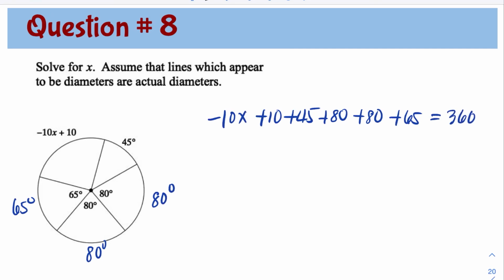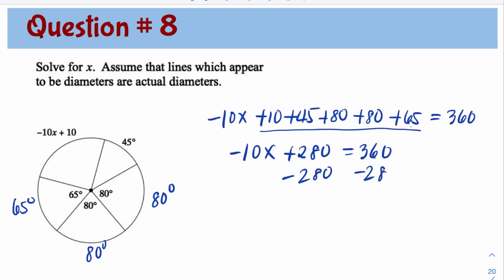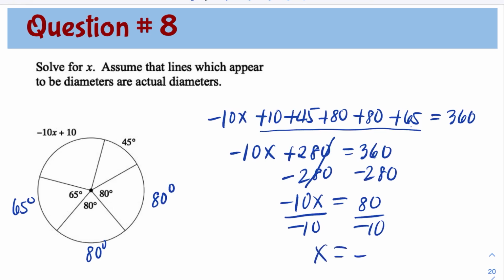To solve this equation, we can first combine like terms on the left. So 10 plus 45 is 55. 55 plus 80 is 135. 135 plus 65 is 200. Plus 80, we have 280. So now we have negative 10x plus 280 is equal to 360. Now we can subtract 280 from both sides. 280 minus 280 is 0. We have negative 10x is equal to 360 minus 280, which is 80, and then divide by negative 10. So now the x value is negative 8.